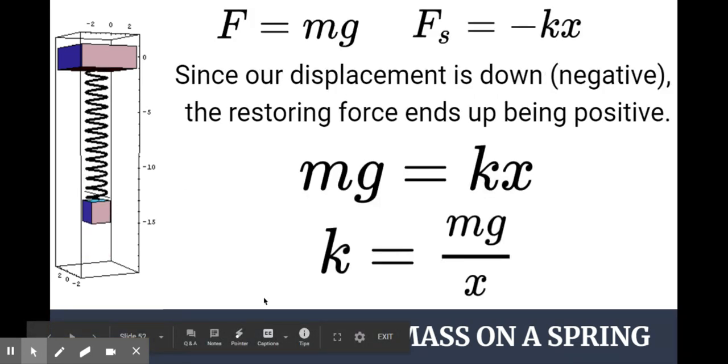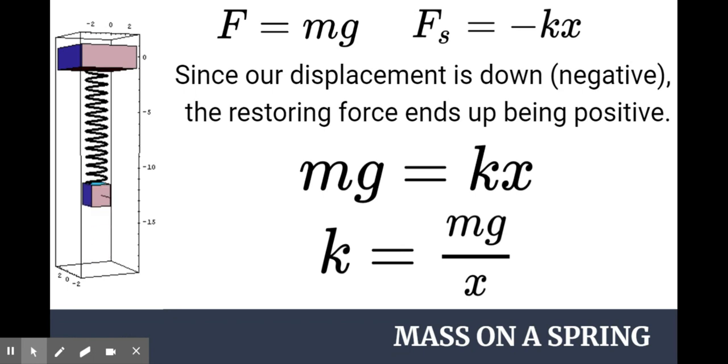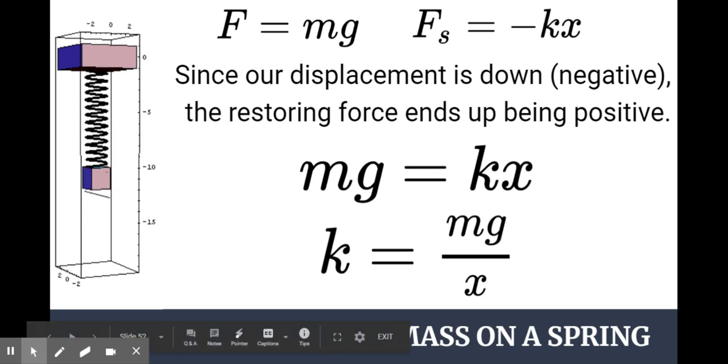So here we have this. We have our Newton's second law applied to this situation. There's only one force in this case, and it's the force of gravity. All right. And that force of gravity is going to be equal in size to our restoring force. Since our displacement is down and negative, that means the restoring force is going to be positive. So this is how it ends up looking. All right. We can solve for our spring constant in this situation.